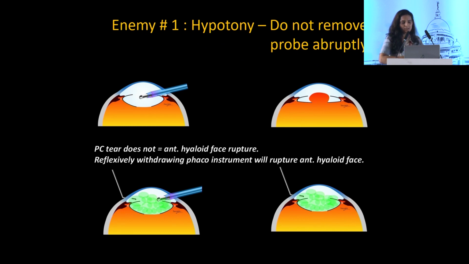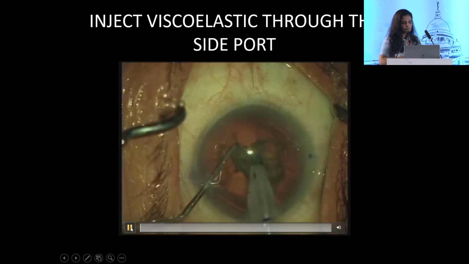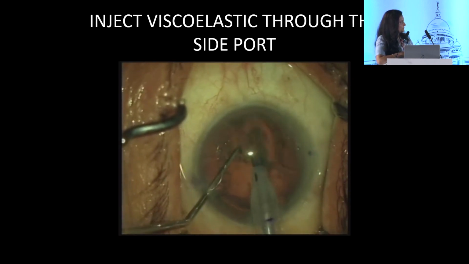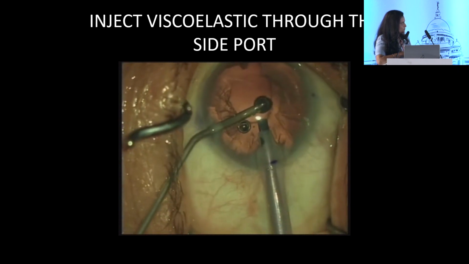So a PC tear does not equal an anterior hyaloid face rupture, and when you suddenly withdraw your phacoprobe, the anterior hyaloid ruptures and vitreous comes into the anterior chamber, as you see here in these pictures. So what you do is you stop. You see here PCR occurring. So whenever you see a PCR occurring, you stop.